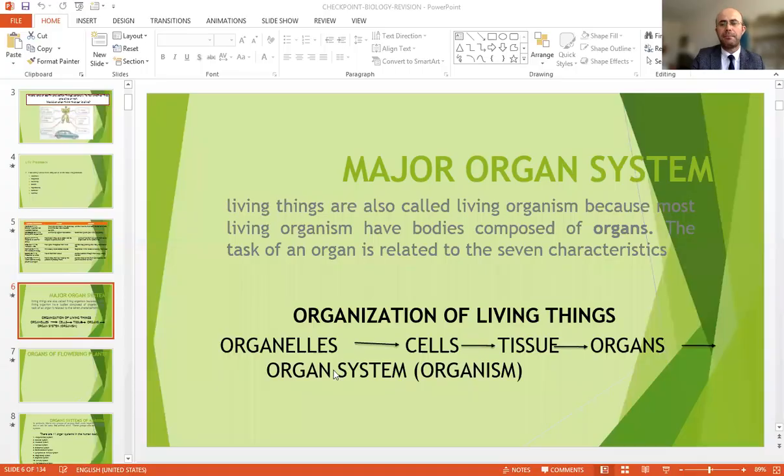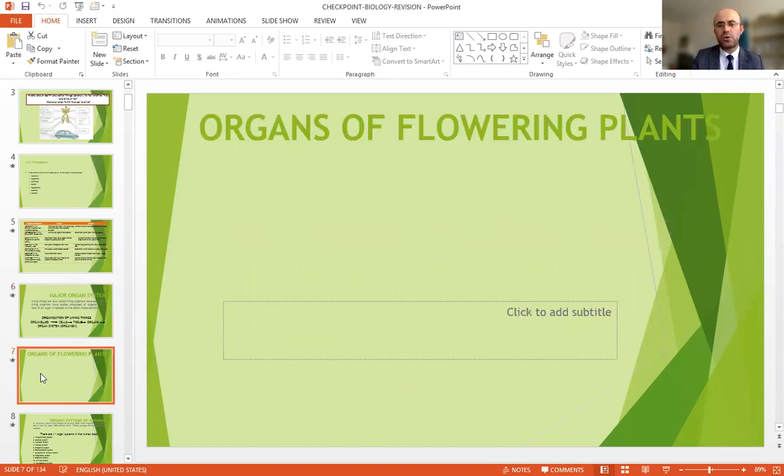The smallest unit is the cell, and cells come together and make tissue. Tissues come together and make organs. Organs come together and make organ systems, and organ systems make us: human, plant, bacteria. All these are living organisms. And dear friends, we need to know major organ systems. This is called the organization level of organisms.